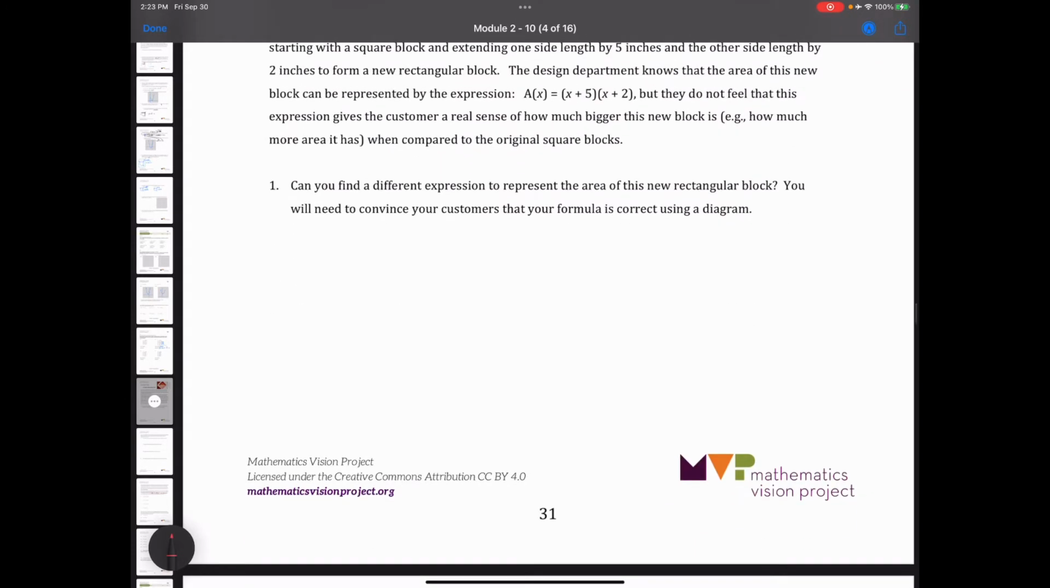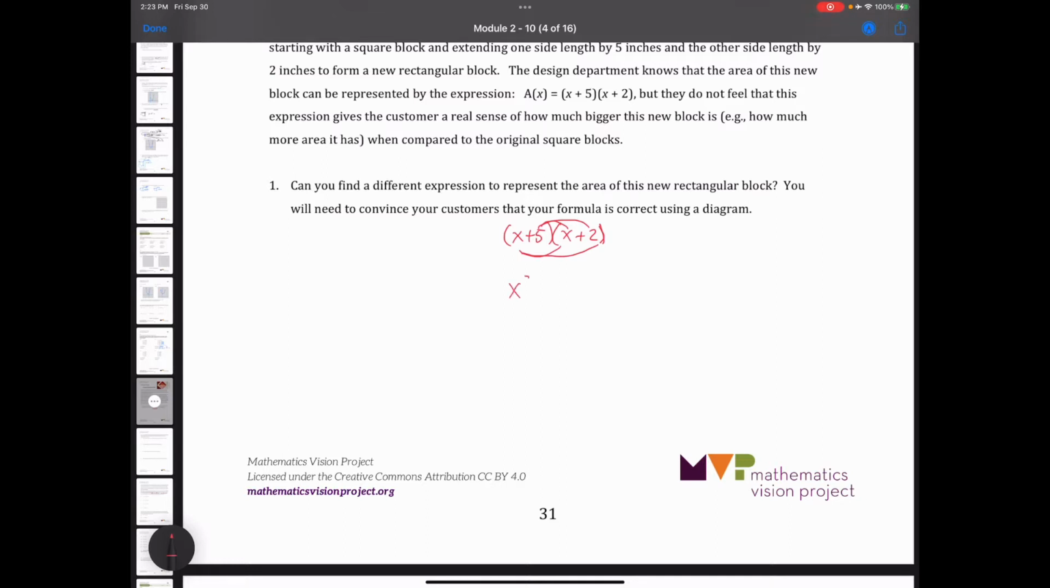So we can go ahead and I'm actually going to do the algebraic version first of X plus 5 times X plus 2. And hopefully you're thinking to yourself right now, how do I get a different algebraic expression? Well, I can FOIL, or however you call it. But you can FOIL and just do that distribution.